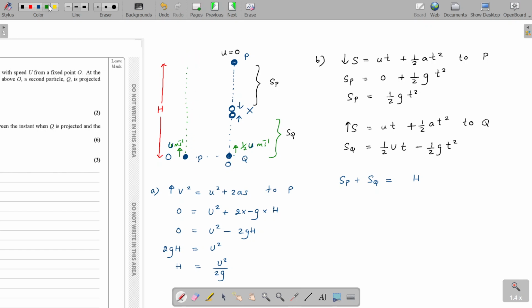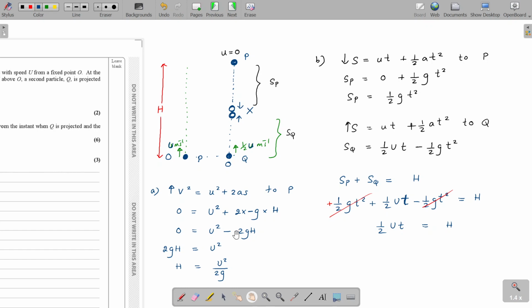Okay, so input the values. SP is half gt square, SQ is half ut minus half gt square. Do you agree with me? It's equal to capital H. So what happens here? Plus half gt square minus half gt square cancels out, and you end up getting half ut equals H. Are you with me? Half ut equals H.